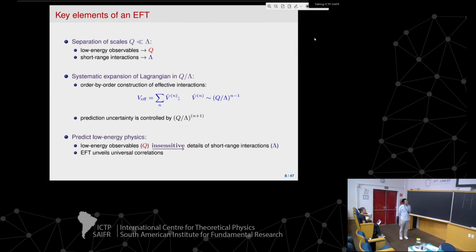Okay, so then you can use this EFT to predict low energy physics, right? Because the low energy observables are insensitive to the details of the short range interactions, at certain orders you can discover some universal correlations between low energy observables in your theories.